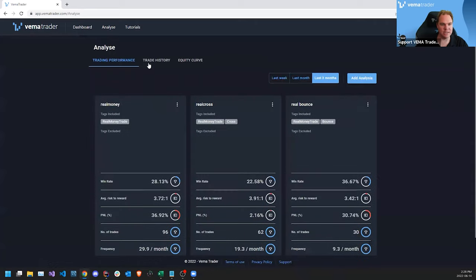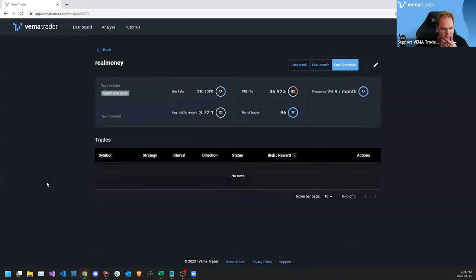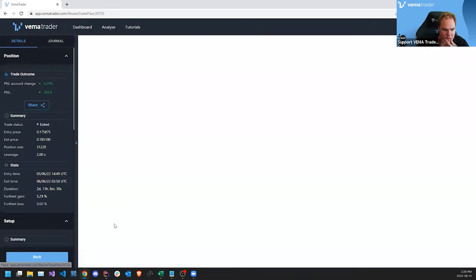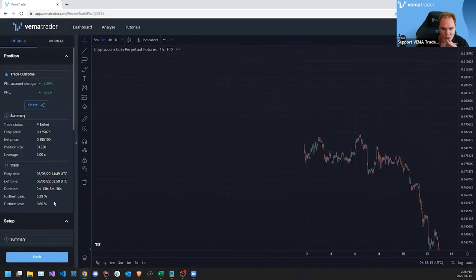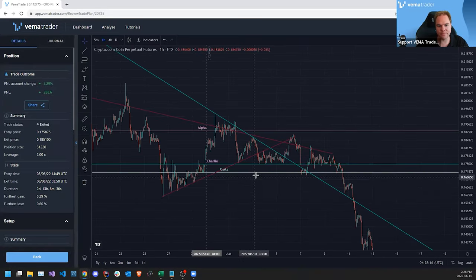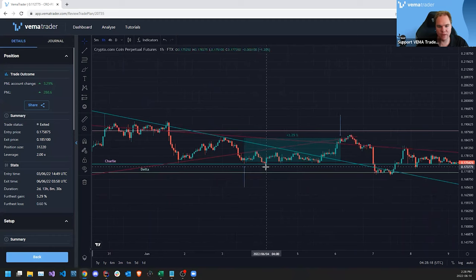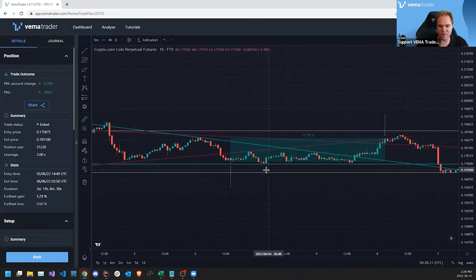And we can see a good example of that one, actually. Real money trade. I had a CRO trade in here, this one. The stop loss on this one wasn't too far on the other side over here. And it's touched. Perfect touch. Just came shy. All right, cool.